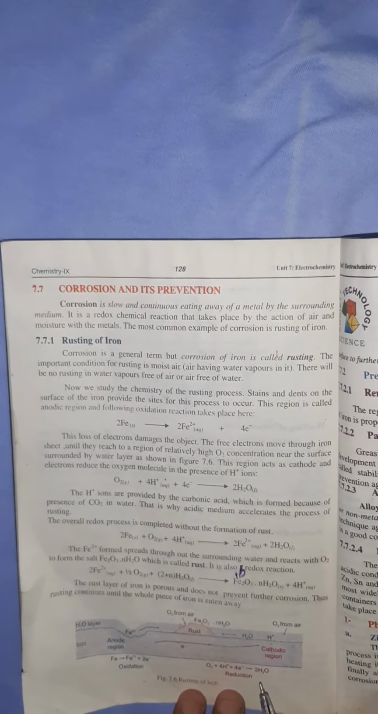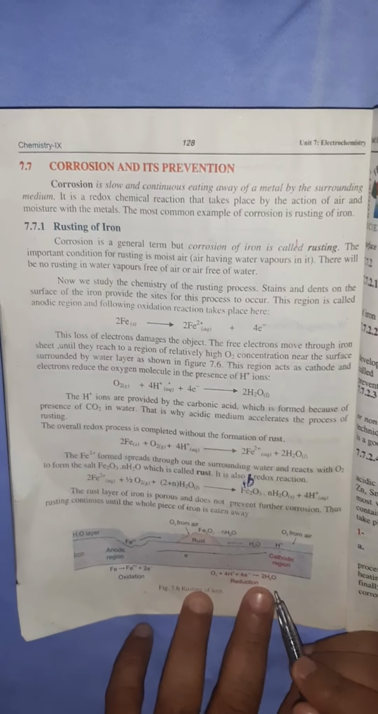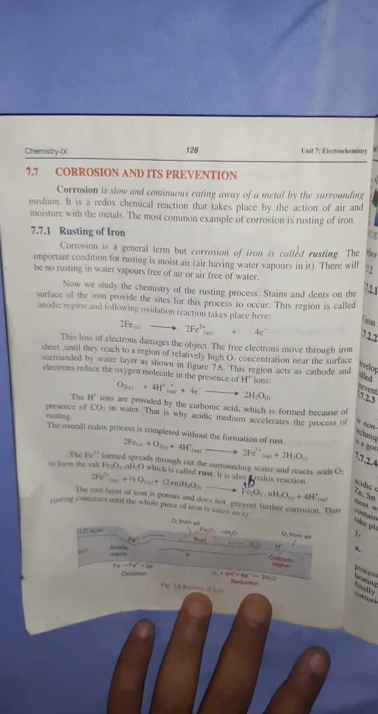Now again here is the reduction, because gain of the electron is called reduction and charge decreases. So again here is the formation of the water. So we can say that again and again water generates in the liquid form. So here, water forms.